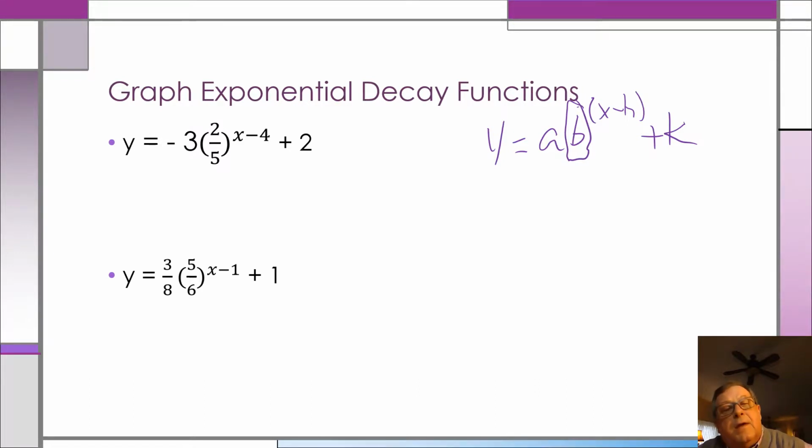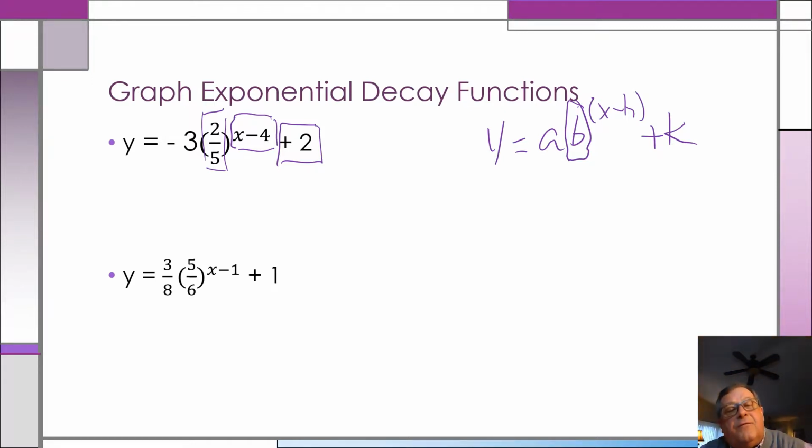We can see that in the first function we're going to look at, where we have -3 times 2/5 raised to the power of x minus 4 plus 2. Before we go to the calculator and graph this, let's think about what transformations are happening. I see a horizontal shift to the right by 4 units, and a vertical translation up the y-axis by 2.